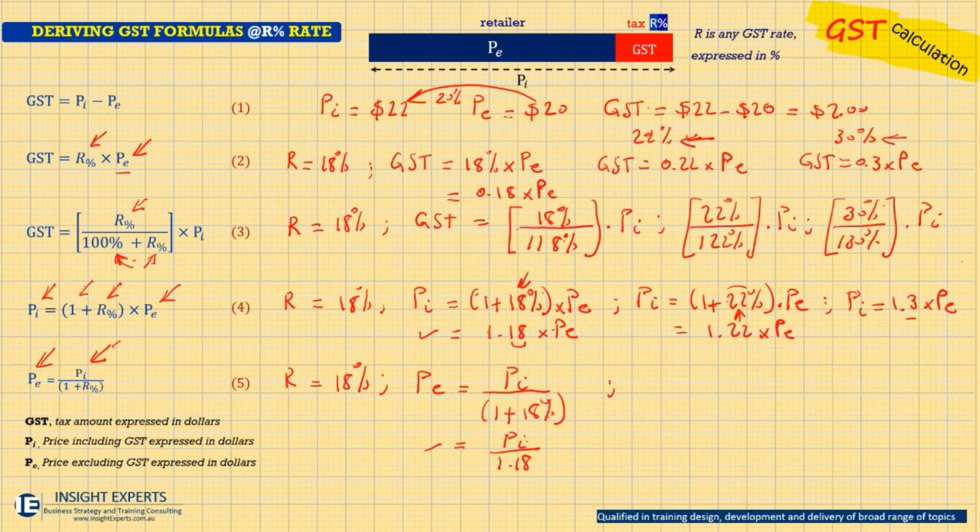In the case of, say, the rate is 22%, my formula number 5 becomes PI over 1 plus 22%, and that equals PI over 1.22. And when the GST rate is 30%, again, that equals PI over 1.30, and so on.